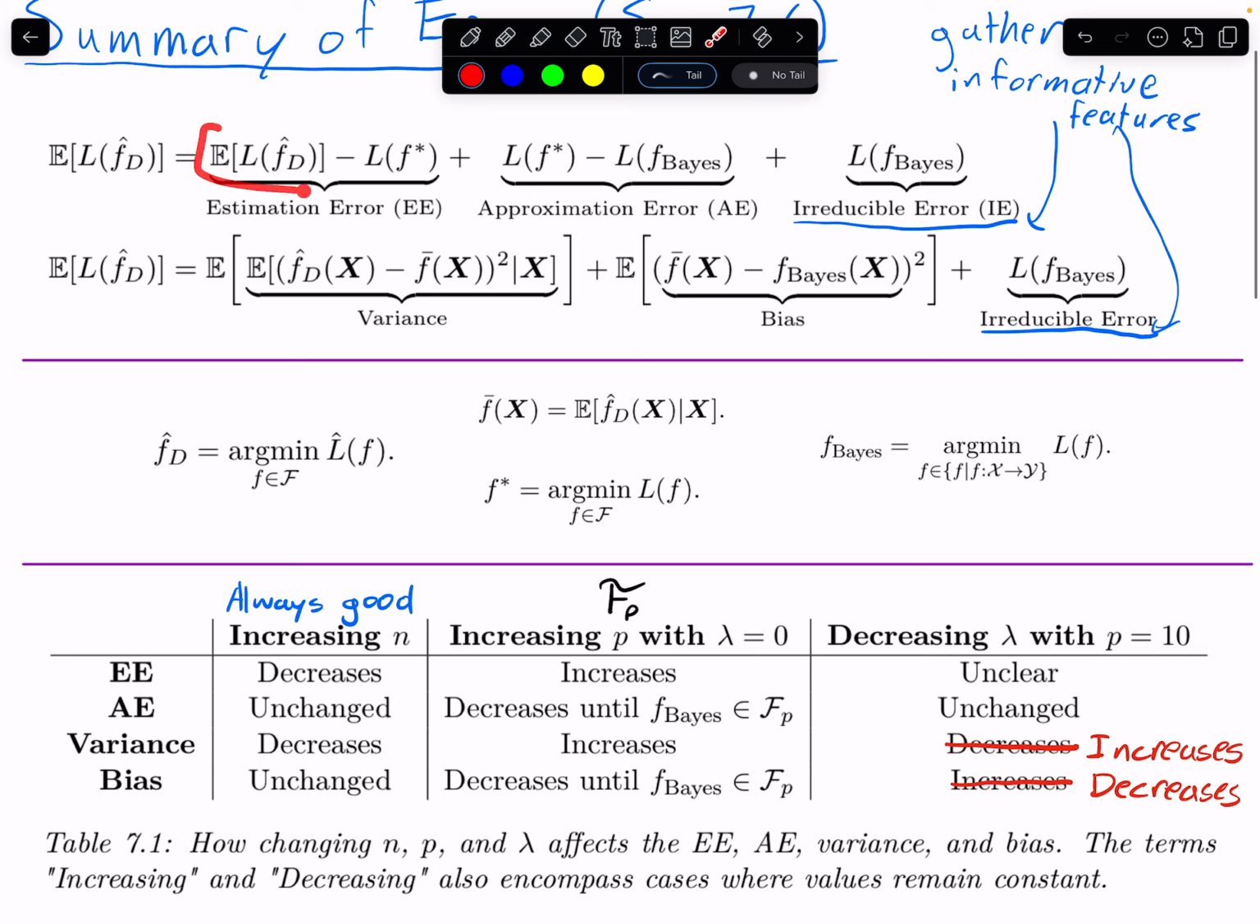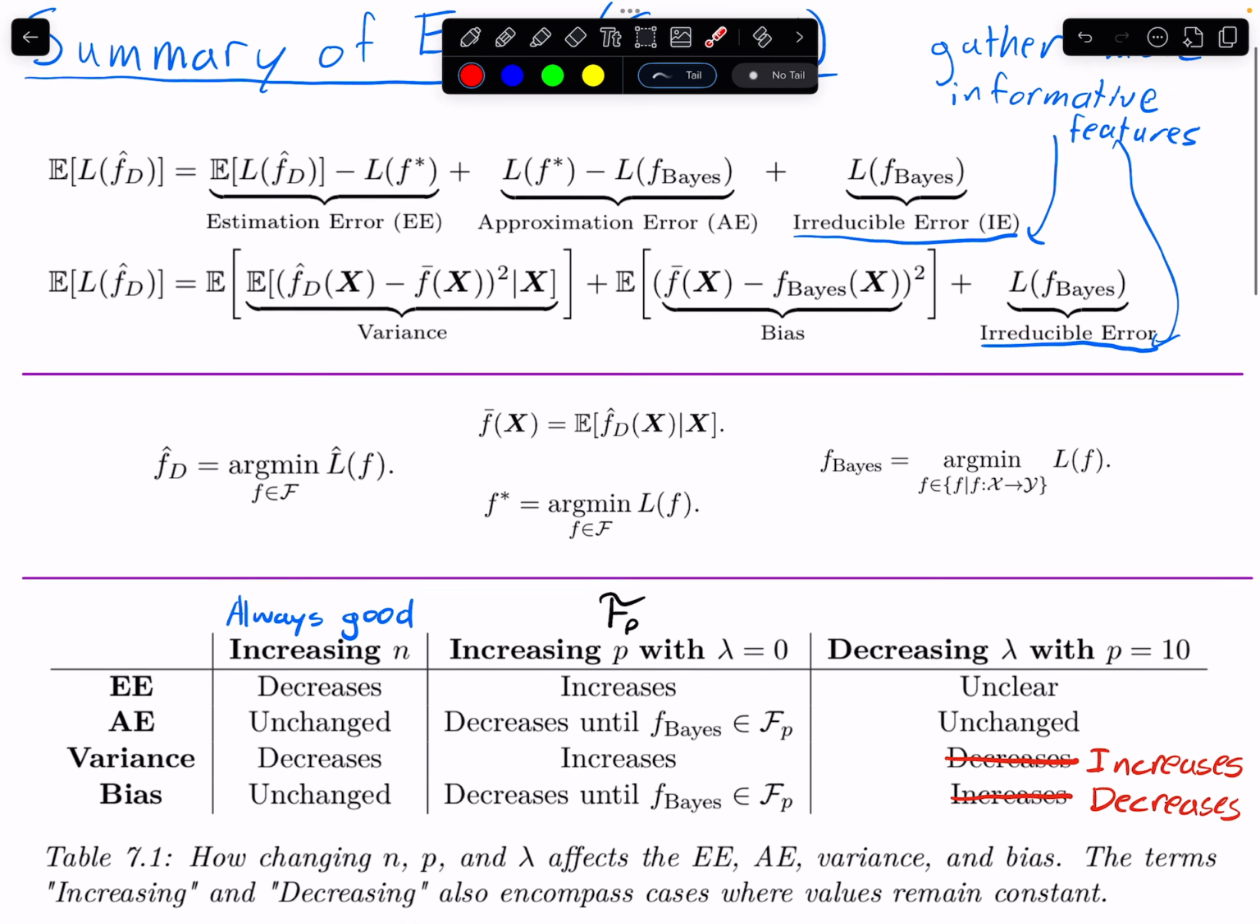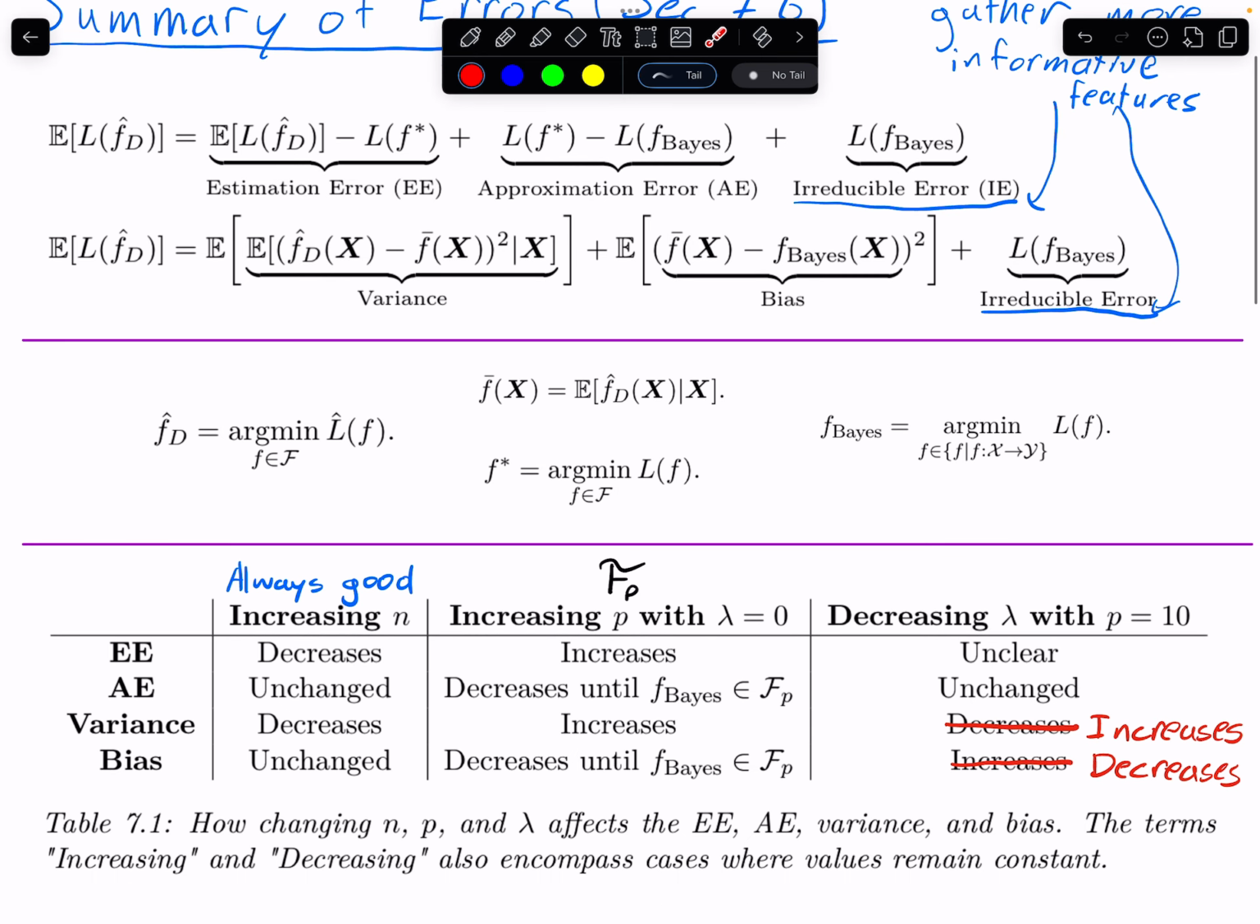Well, if we look at the estimation error, clearly f star is not getting affected. We said this is just fixed. It doesn't change with lambda. So what's left is this term. But this term has some opposing forces here with lambda changing. Okay, so why is that the case? Well, when lambda changes, we're allowed to change the predictor that's going to be output.